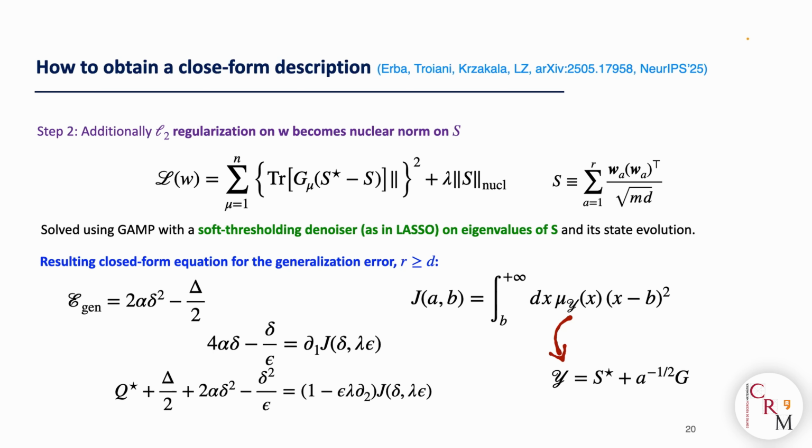The only function that I didn't explain yet, lambda is the regularization, is this function here that is just the free convolution of the spectral density of the signal with a Gaussian random matrix. So this is where some random matrix theory kicks in. But at the end of the day, this is just the spectral density of a sum of two basic matrices. And this gives us an expression for the test error. So at the end of the day, the final expression is elegantly simple.